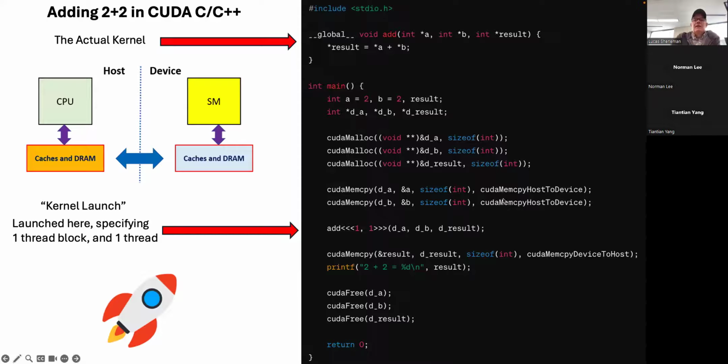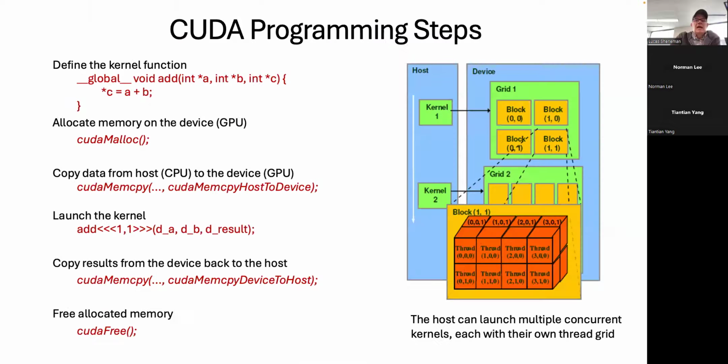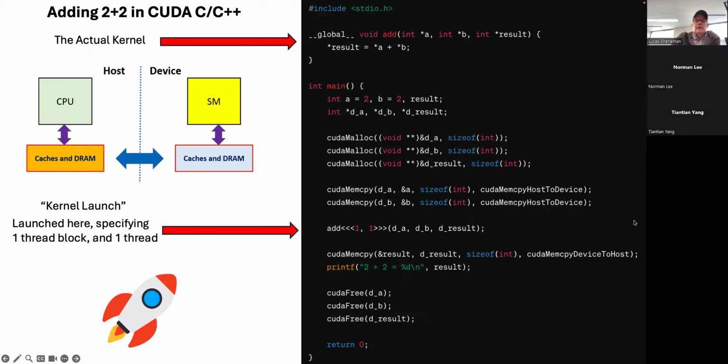And then you have to give it this little flag that says cudaMemcpyHostToDevice. So I'm copying my variable from the host to the device. I do that for A and B. And here is where I actually launch the kernel.